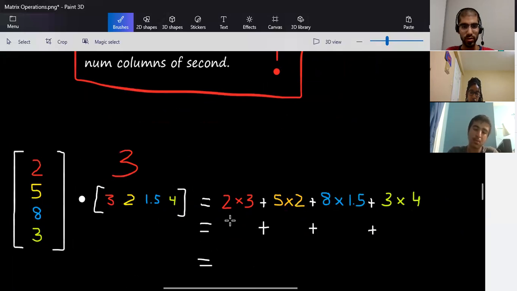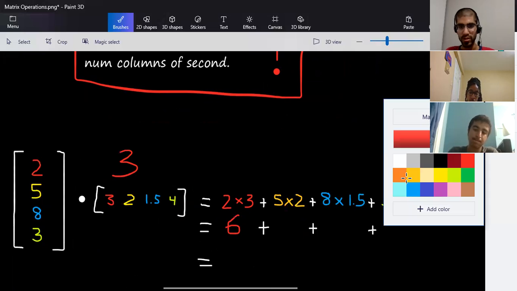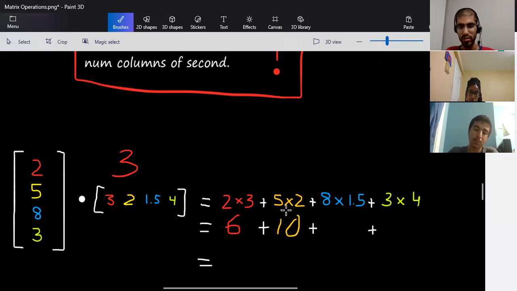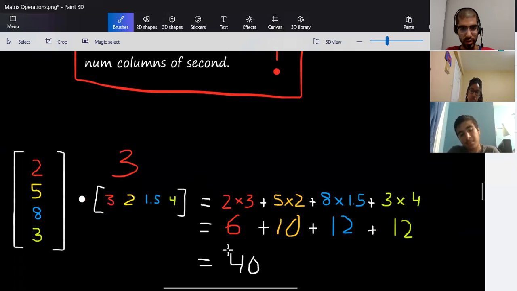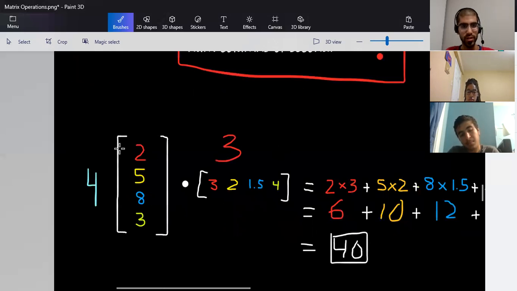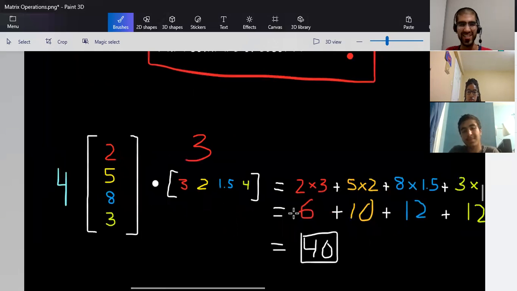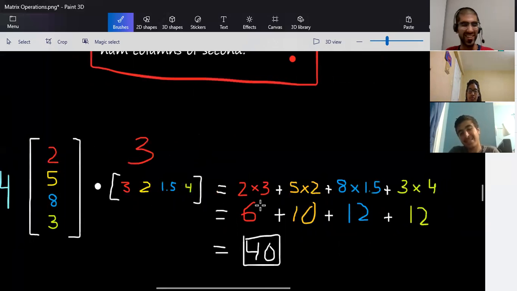So 2 times 3, that's going to be 6. 5 times 2, that's going to be 10. 8 times 1.5, that's going to be 12. And 3 times 4, that's also going to be 12. Now 12 plus 12 plus 10, so that's 24, 34, and 6, that's 40. And we add everything together, and that's what we get. That's the output. So this times this, all of this business, that means you get this out. Aren't I great at addition? I feel proud. That was quick math right there.